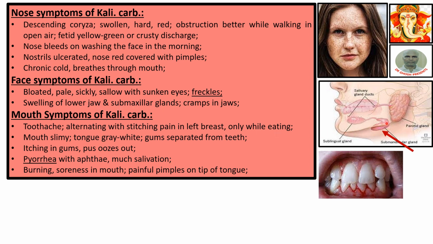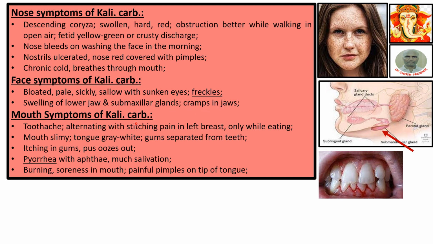Submaxillary gland is here. We have got 3 sets of salivary glands: parotid, maxillary, and sublingual. They are in pairs, that is 3 into 2, 6 on both sides. Now, mouth symptoms. I have already mentioned swelling of lower jaw, submaxillary glands, cramps in jaws.